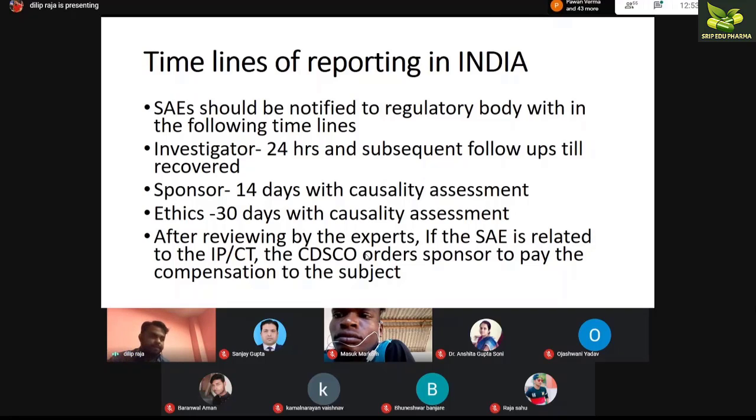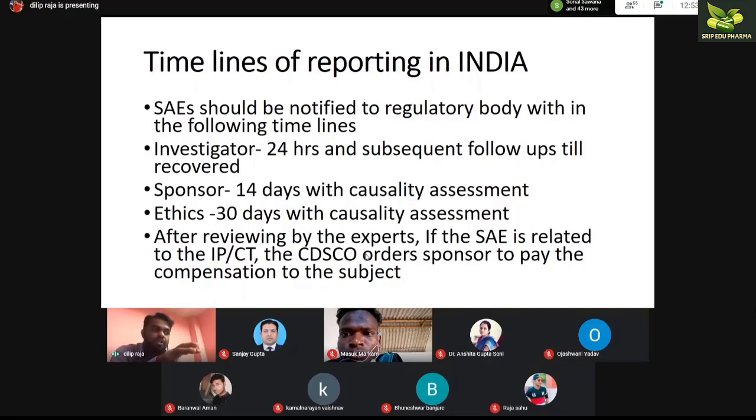All three stakeholders, the investigator has to report to. The investigator is anyway reporting to the sponsor, right? The sponsor has to report to the regulatory authority within 14 days. We will call it a 14 days report. And the ethics committee, as I said, the investigator initially reports to all three stakeholders along with the CDSCO. The sponsor again has to report to the CDSCO with the causality assessment.